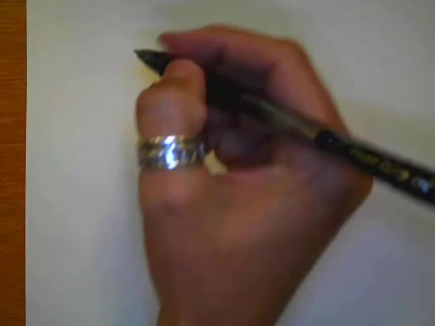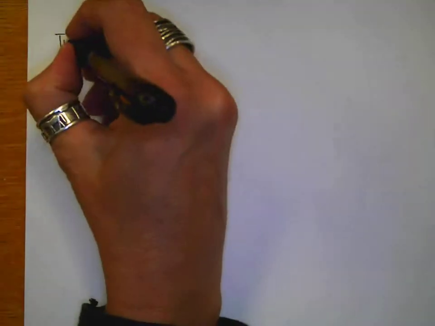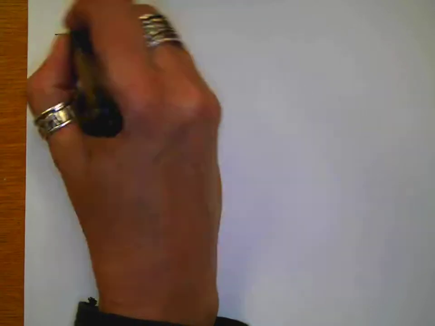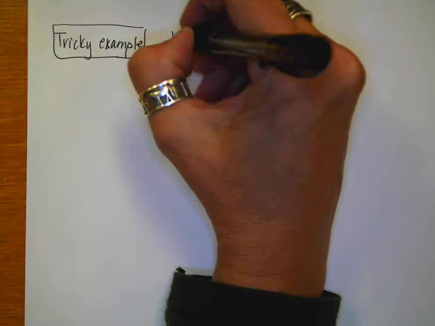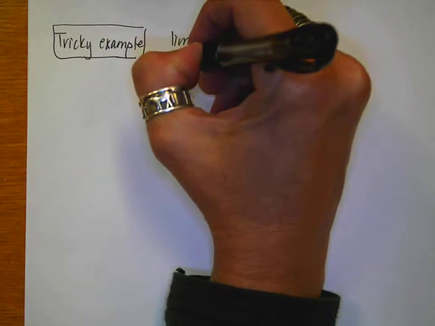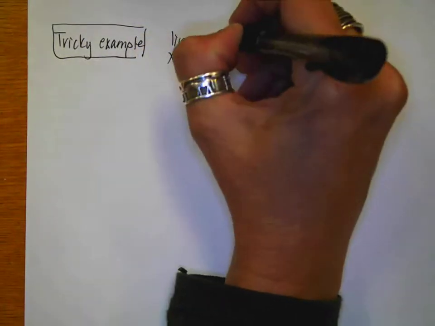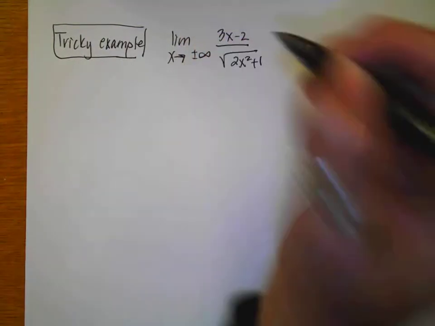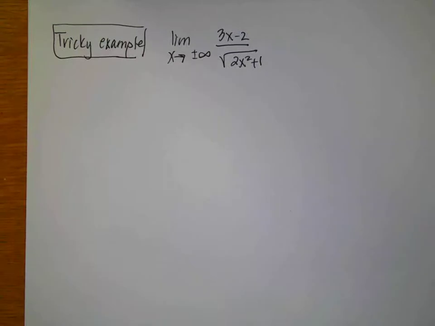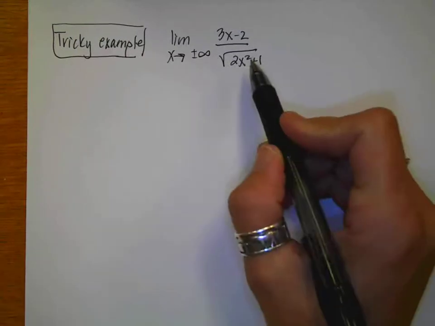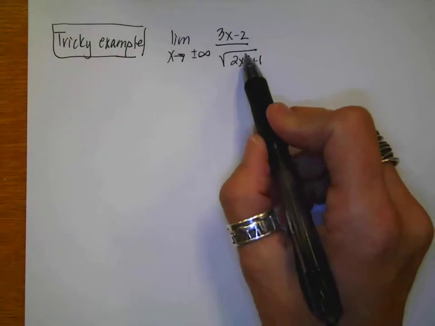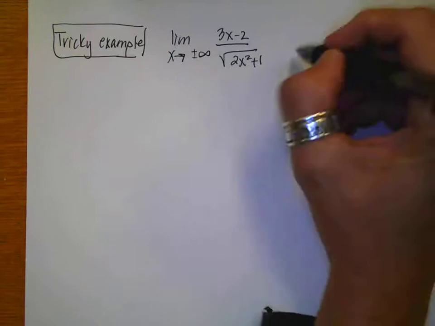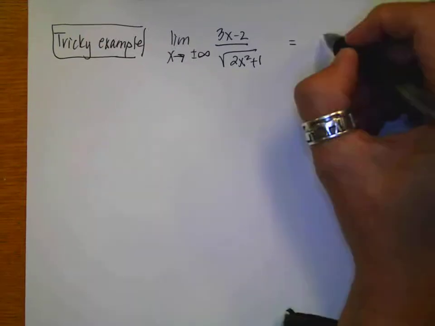All right, so I do want to do another example mathematically just because it's a little bit tricky. So we're going to call this our tricky example, just because the algebra is a little bit unique. I want to do the limit as x approaches plus or minus infinity of 3x minus 2 over the square root of 2x squared plus 1. So again, the highest degree, if you think about it, if I'm taking the square root of x squared, the highest degree is actually x.